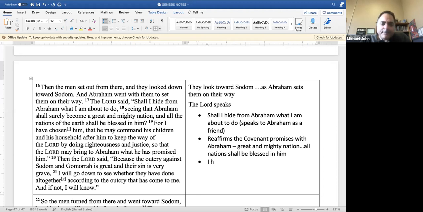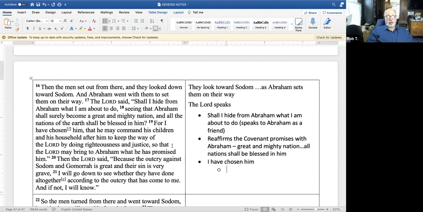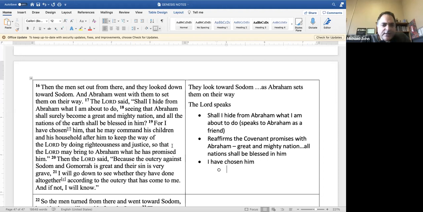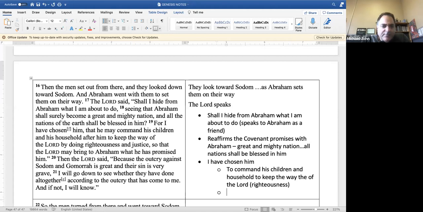And I've chosen him. What does he say he's chosen him for? This is a little bit of a new word. It's basically to be the father of his people. So he says, I've chosen him that he may command his children and household to keep the way of the Lord, doing righteousness and justice. These are the children and household that he doesn't have just yet. So the Lord may bring to Abraham what he has promised him.